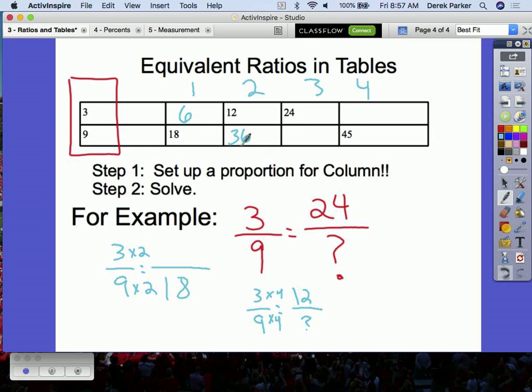3 over 9 equals 24 over something. 3 times 8, 24. 9 times 8, 72. And then this one is a little out of place. It's not numerical order, but I still want to do it. 3 over 9 equals question mark over 45. 9 times 5 is 45. 3 times 5 is 15.